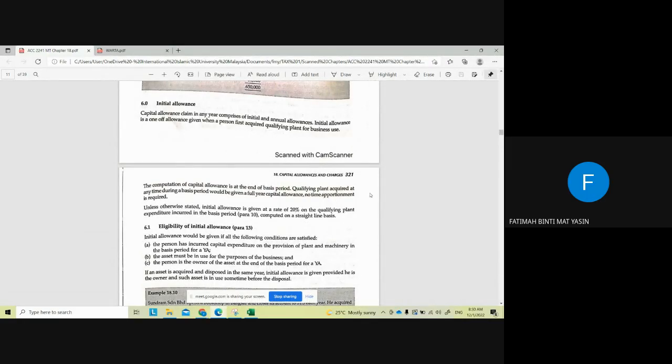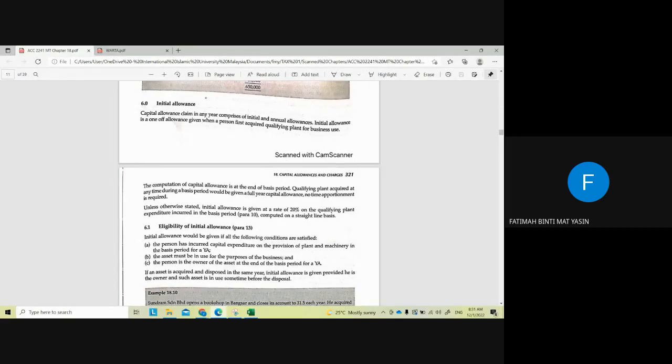Okay, in the previous class, we discussed a bit regarding the capital allowance, whereby we discussed the QPE and how we calculate QPE. So for today, we are going to continue with initial allowance and the rest of the topic.